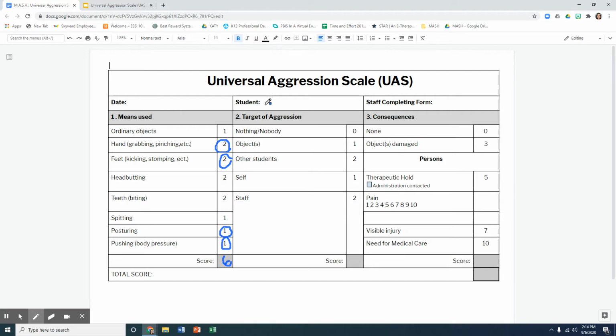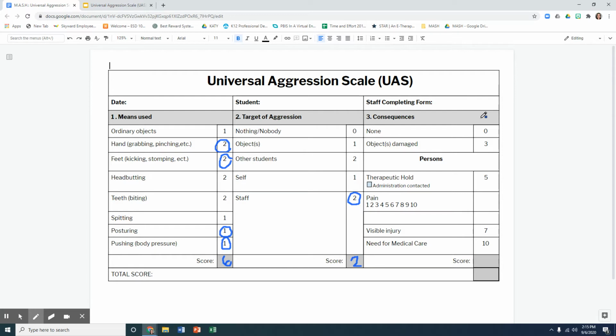So where was the aggression aimed at? The aggression was aimed at nothing or nobody, objects within the room such as walls or chairs, at other students. Were they engaging in self-injurious behavior? Was the aggression aimed towards staff? In this example, we are going to pretend that the aggression was only aimed towards staff, so that would be a result of, or a score of, 2.